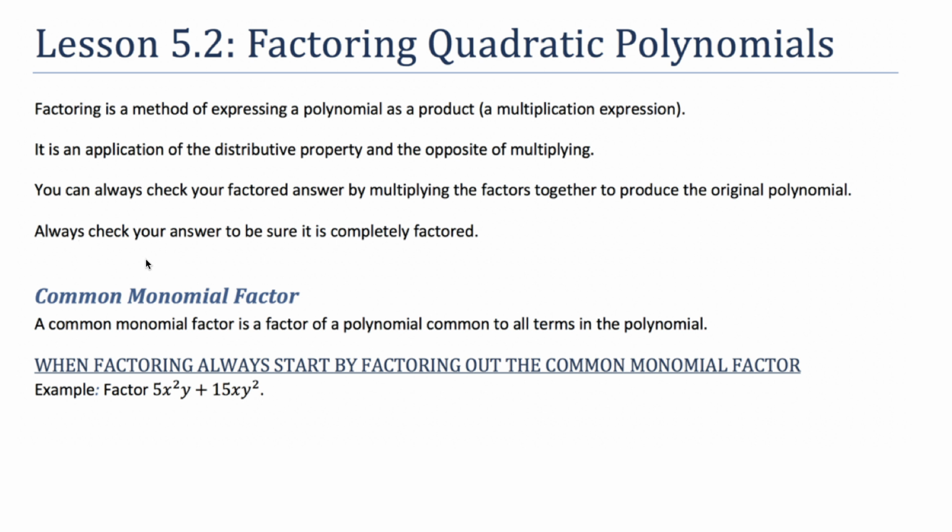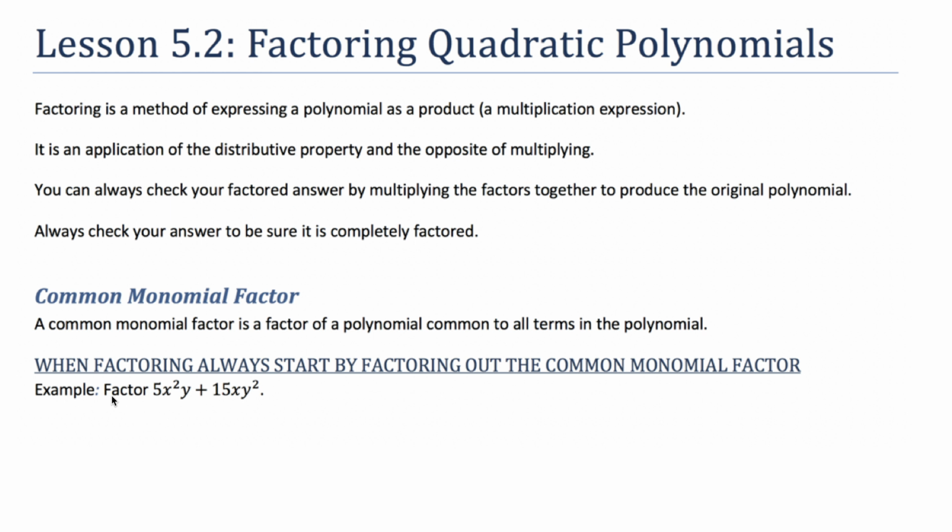So the first thing that we always want to do is see if there's a common monomial factor. So a common monomial factor is a factor of the polynomial common to all the terms. You could have 2 terms, 3 terms, 4 terms, 5 terms, but you want to see if there's a common monomial in each of the terms. So we're going to go ahead and look at this one here.